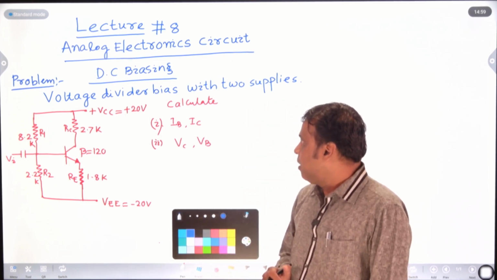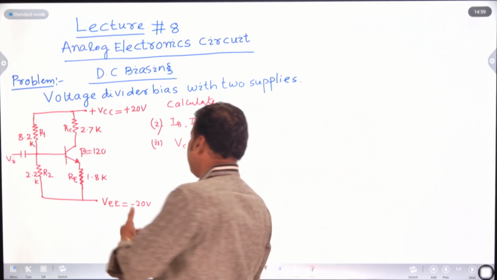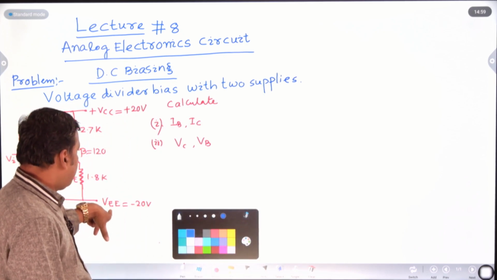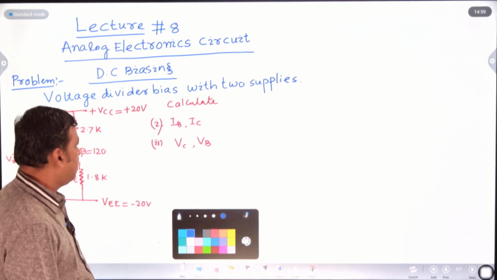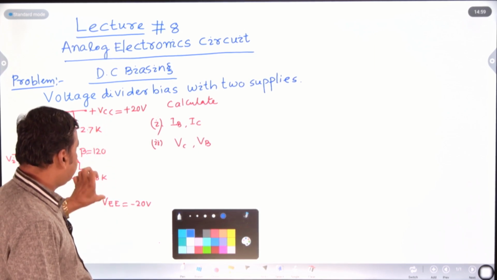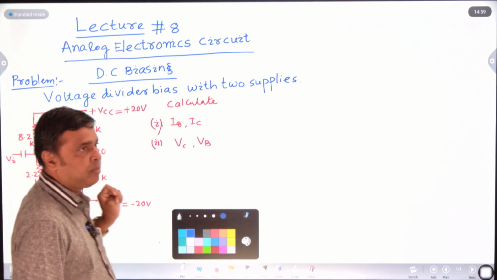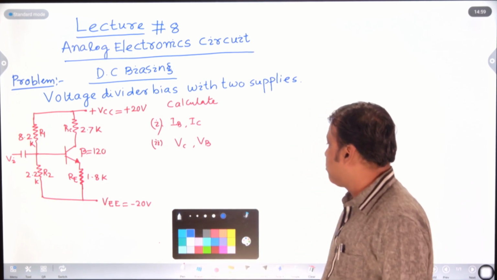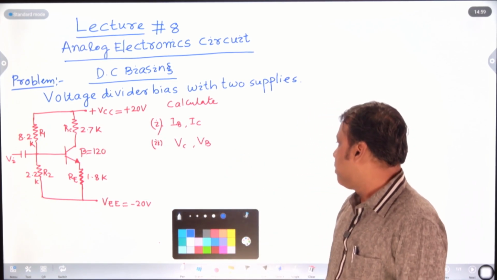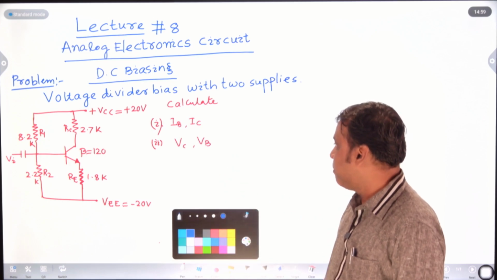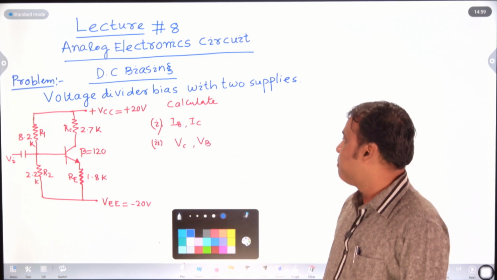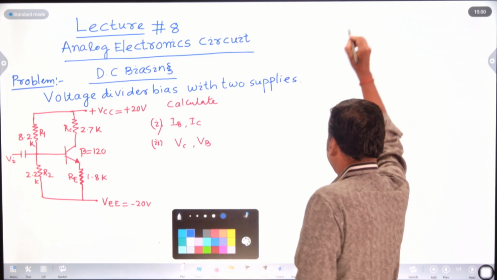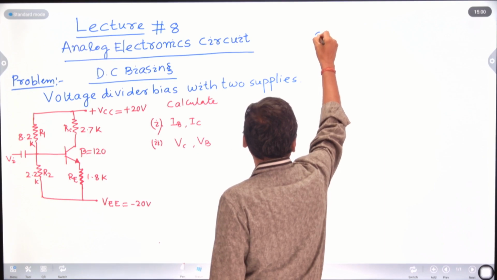But here in voltage divider biasing, if you observe, there are two supplies. One is your collector supply voltage, that is plus 20 volt. Another one is your emitter supply voltage, that is minus 20 volt. If the two supply voltages, plus VCC and minus VE, minus 20 volt, are given, how do you find the DC current and DC voltages? In these numericals, how will you solve?